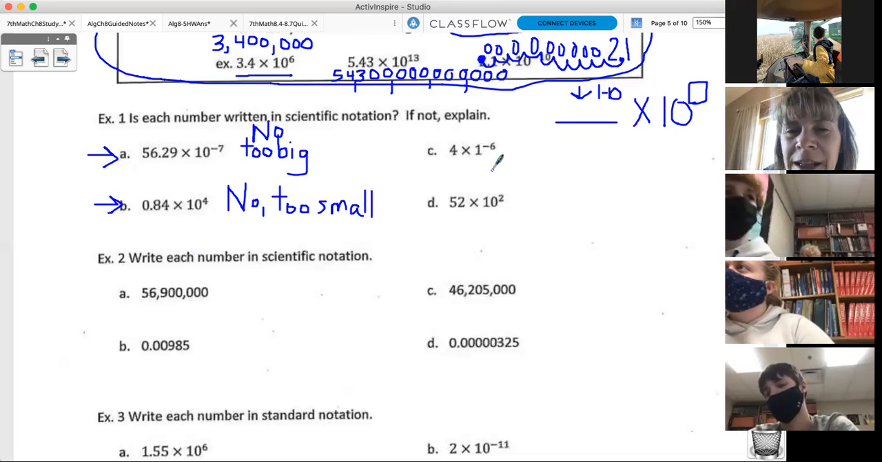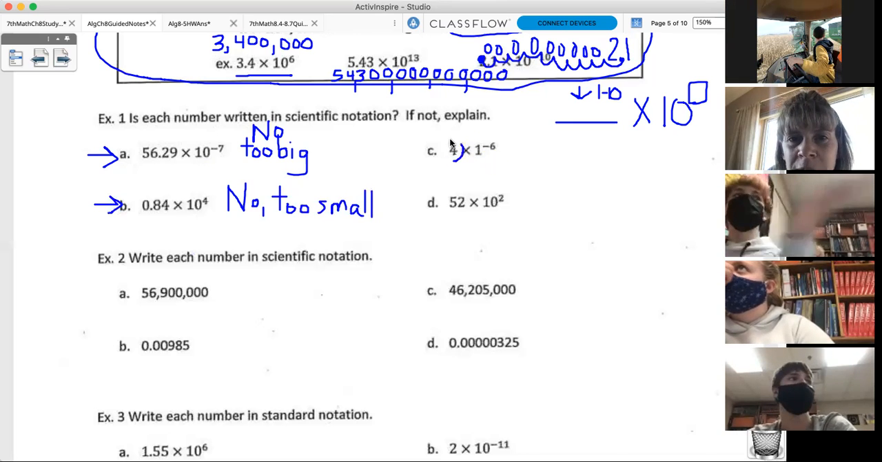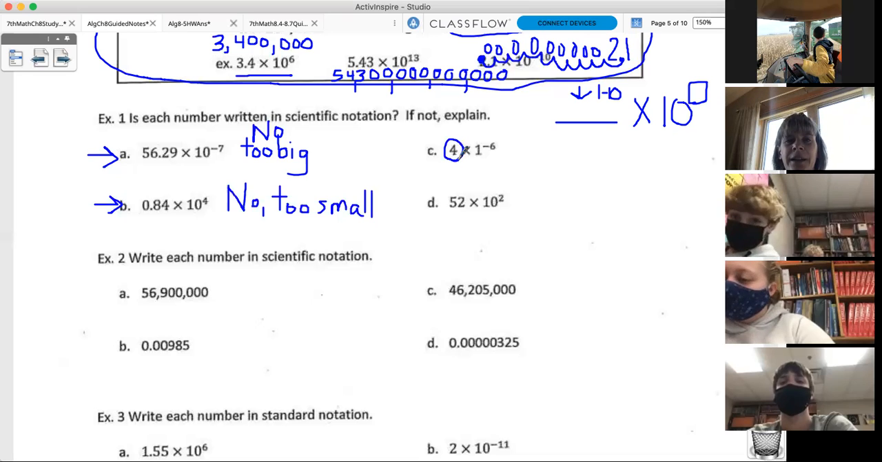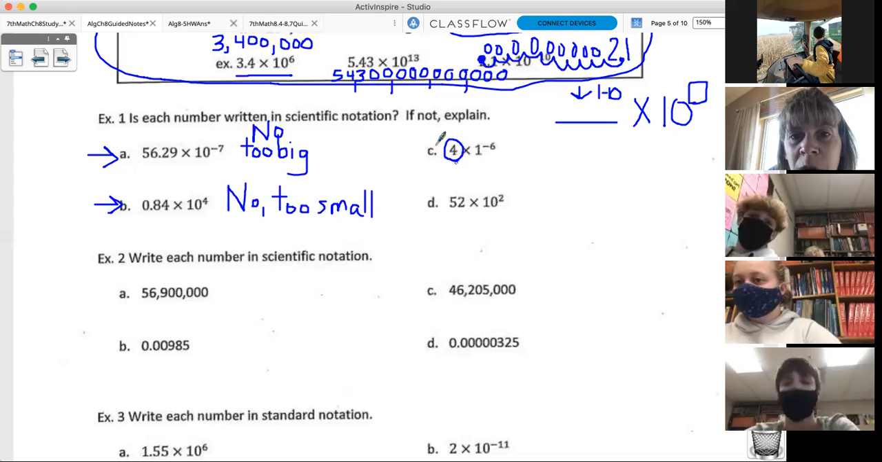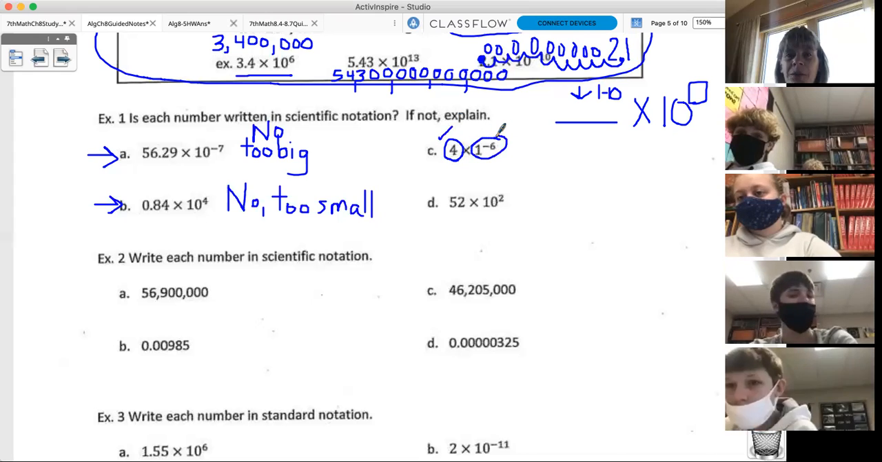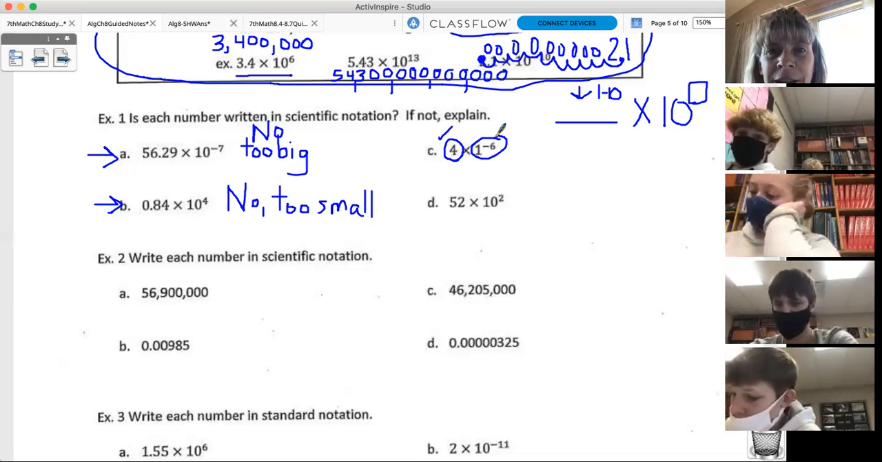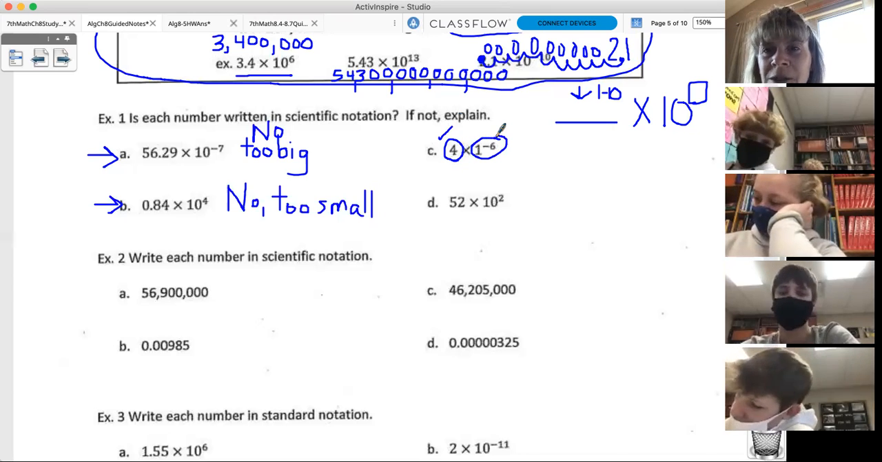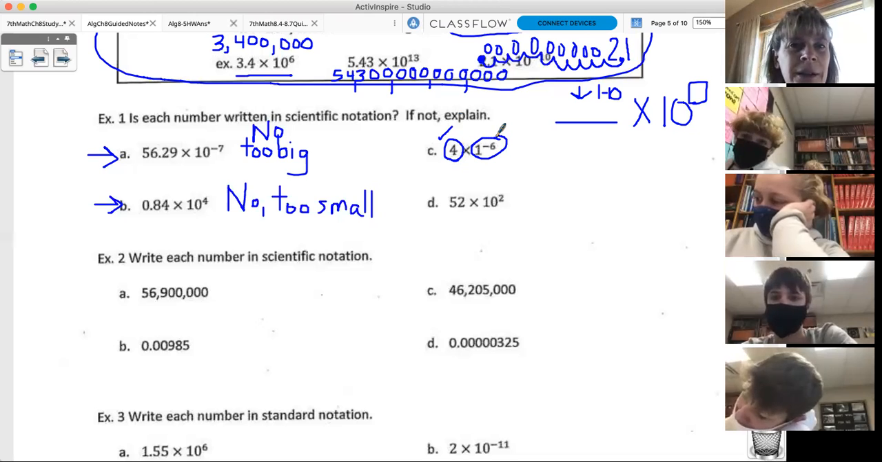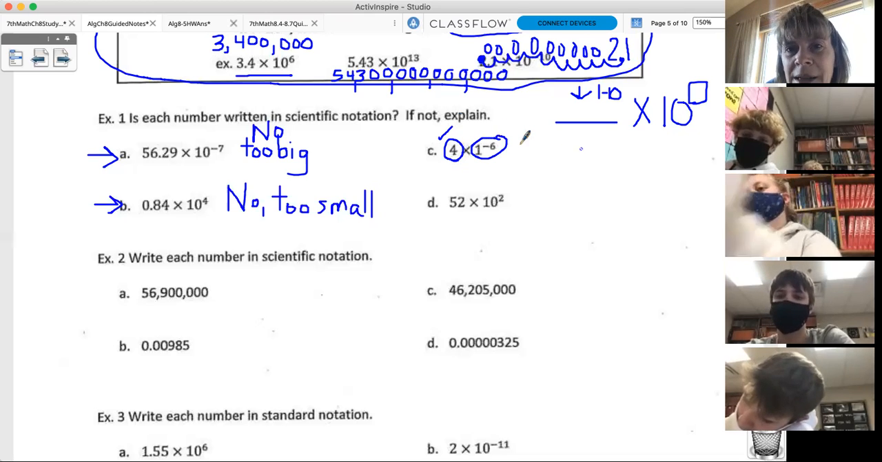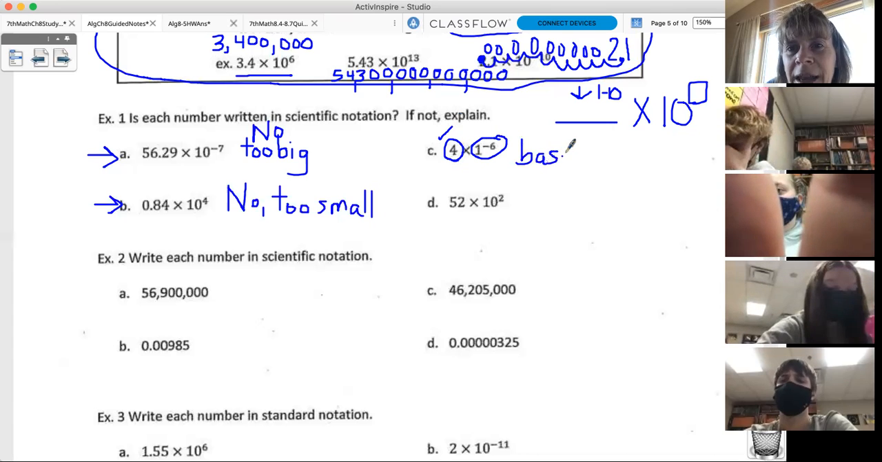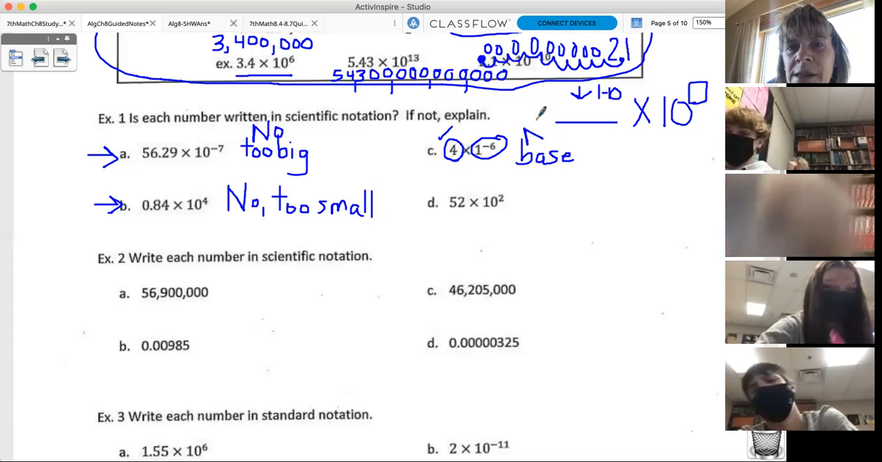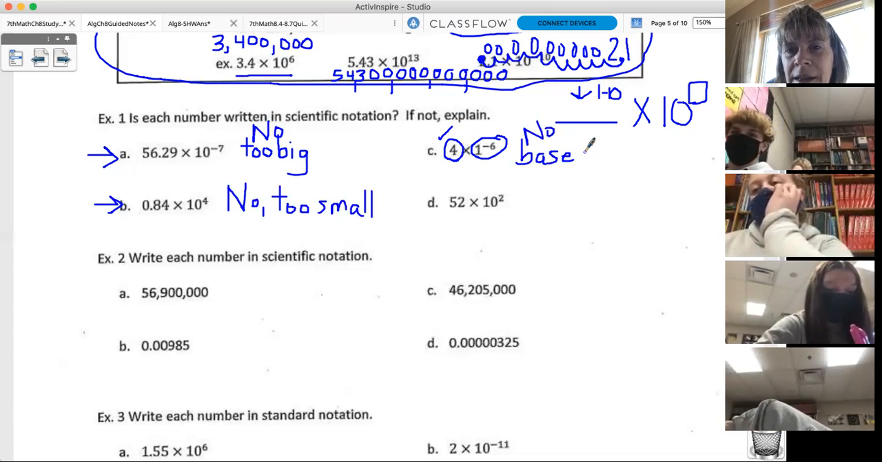Now let's look at letter C. Look at the first number. Is it between 1 and 10? Yeah, it is. So far this works. So that works out. But what about this guy? Is that the desired power base? No, what is it supposed to be? The base should be 10. So this is no, because the base should be 10.